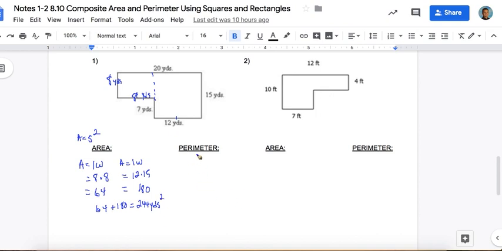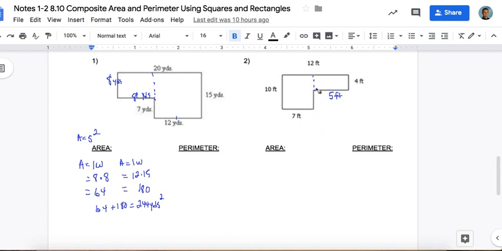Okay, we're going to come back to the perimeter. Let's just go over all the areas first. So again, this one I'm going to divide the figure up into 2 rectangles. Okay, we have a length of 7 here and a width of 10. And here we have a width of 4, but we don't know what the length is. But if we look over here, the whole length is 12, and I know this and this together will be 12. So I could do 12 minus 7, which is 5 feet.